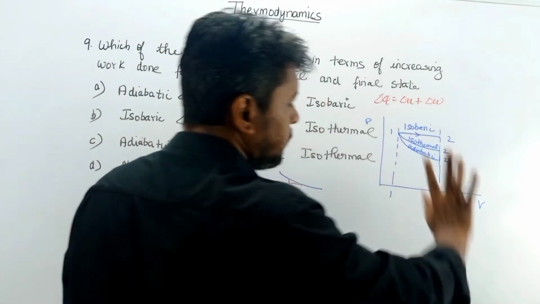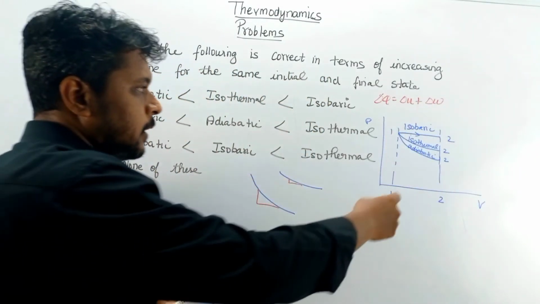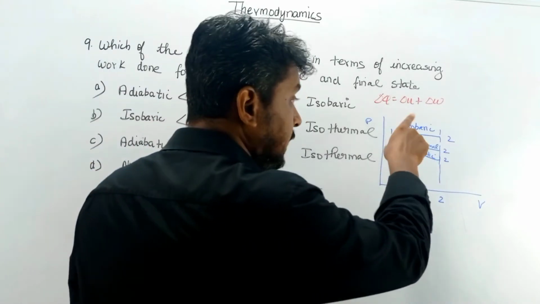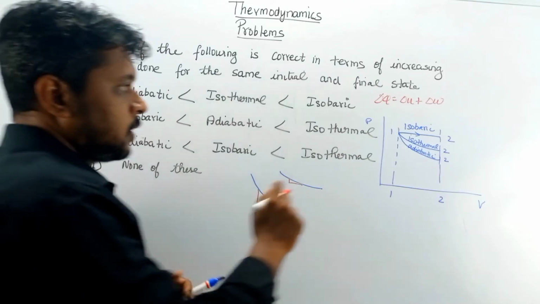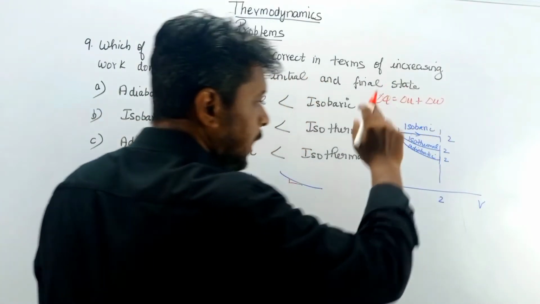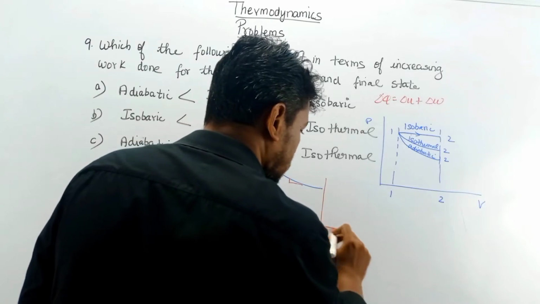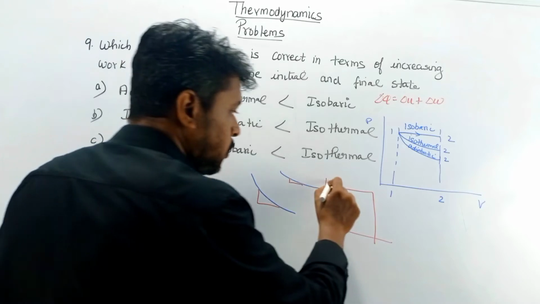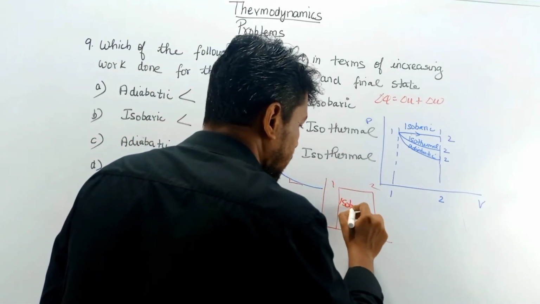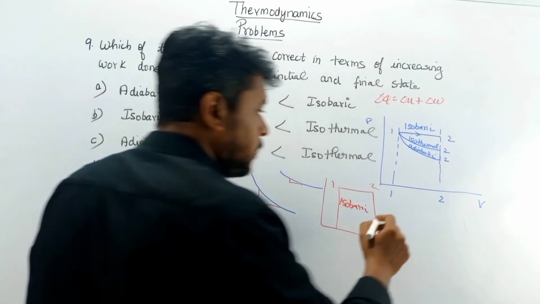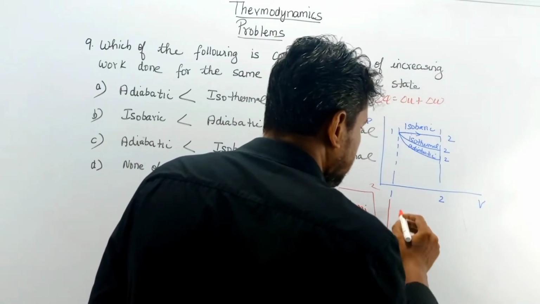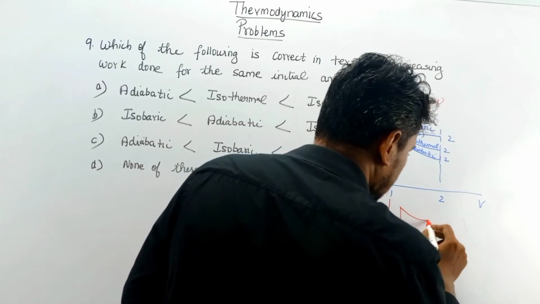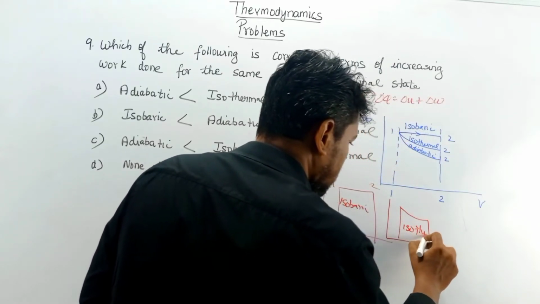So I have represented the path followed by all the three processes. Now what is the work done? Work done is the area enclosed by the curve. So see, in the case of the isobaric process, this is the area enclosed by the curve, 1 and 2 for isobaric. Okay, now next we have isothermal. Here see that this is the starting and ending point. So this is the curve for isothermal.